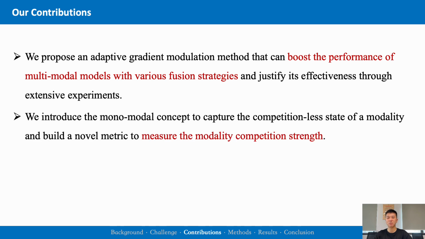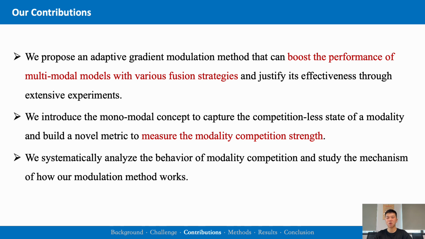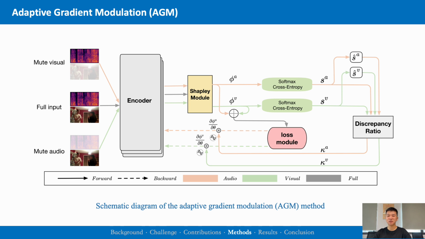Moreover, we introduce the monomodal concept to capture the competition-less state of the modality and build a novel metric to directly measure the modality competition stress. Based on the above, we systematically analyze the behavior of modality competition and study the mechanism of how our modulation method works. Now, we present details of our proposed adaptive gradient modulation method, or AGM in short.